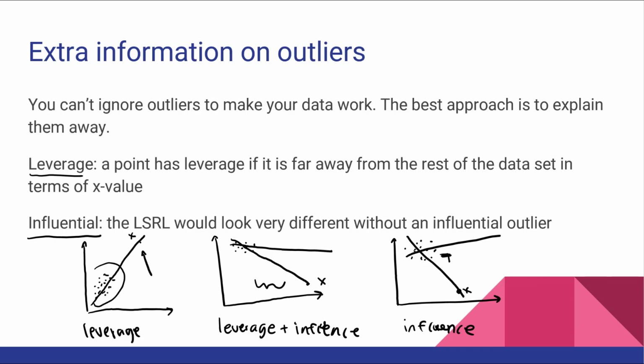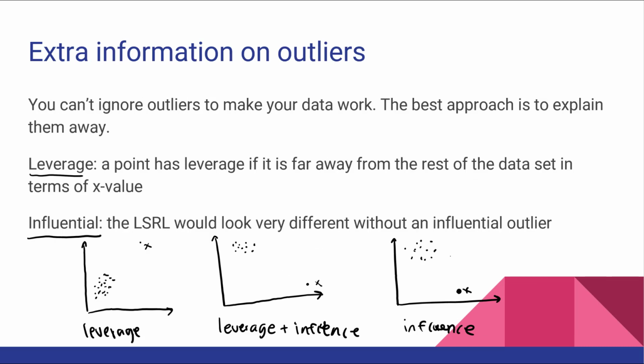Next, a quick thing on outliers. The thing with outliers is that you can't just ignore them to make your data work. You need to acknowledge your outliers and then explain why they are there, or find some way to interpret them and how they are affecting your graph. There's two main descriptors you can use with outliers, and those are leverage and influence.